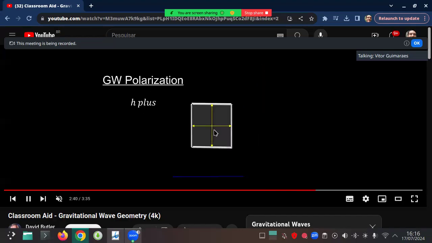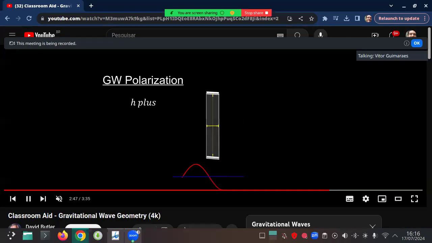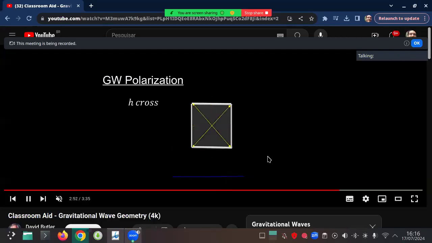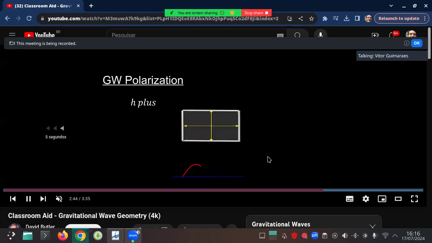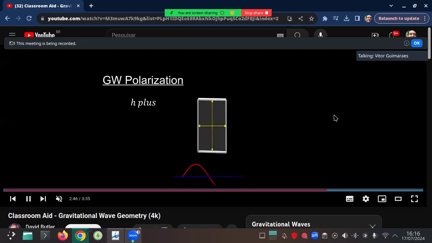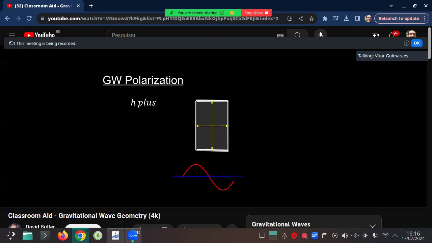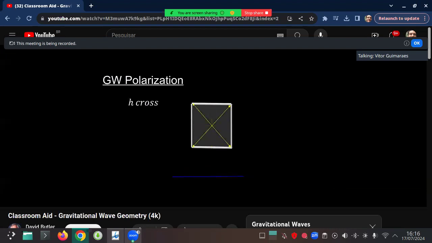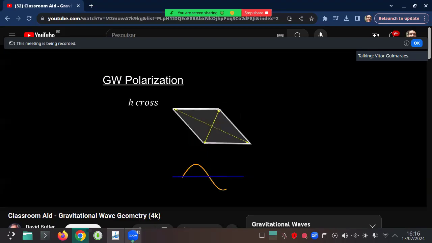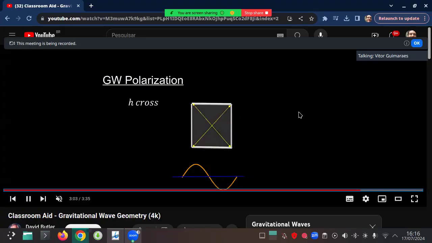So here he does the same as what we did for the arrangement of particles in a circle, but he does it with a square, okay? So let me get back a little. This is the propagation, what happens to the square as the plus polarized wave passes. And now what happens to the square when a cross polarized wave passes?